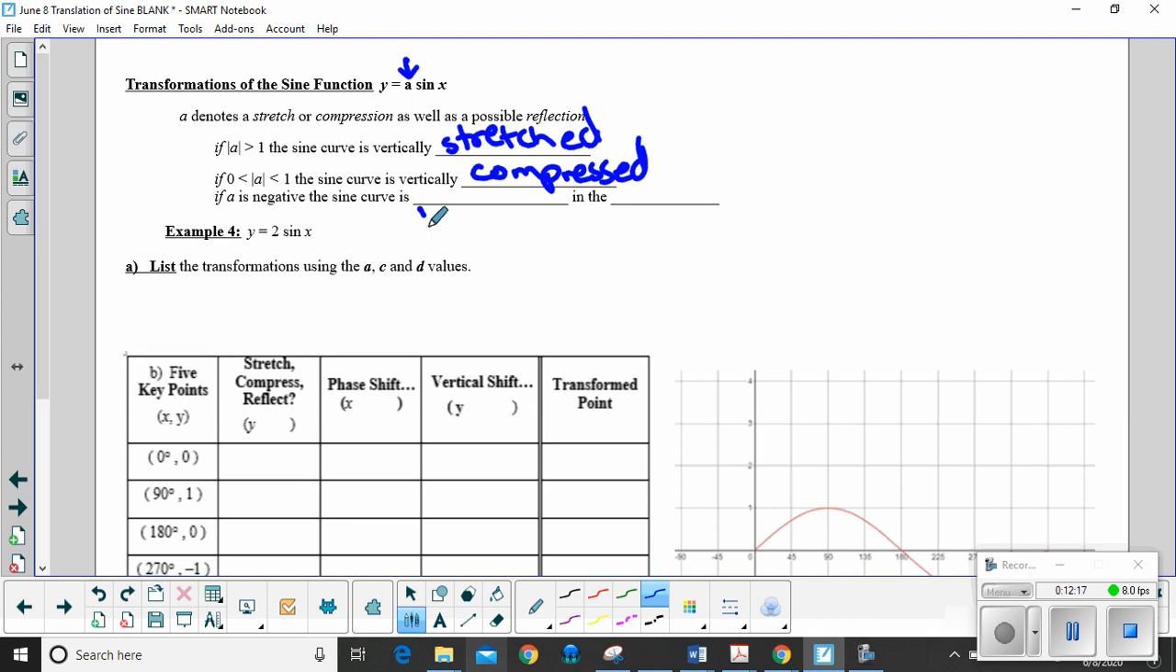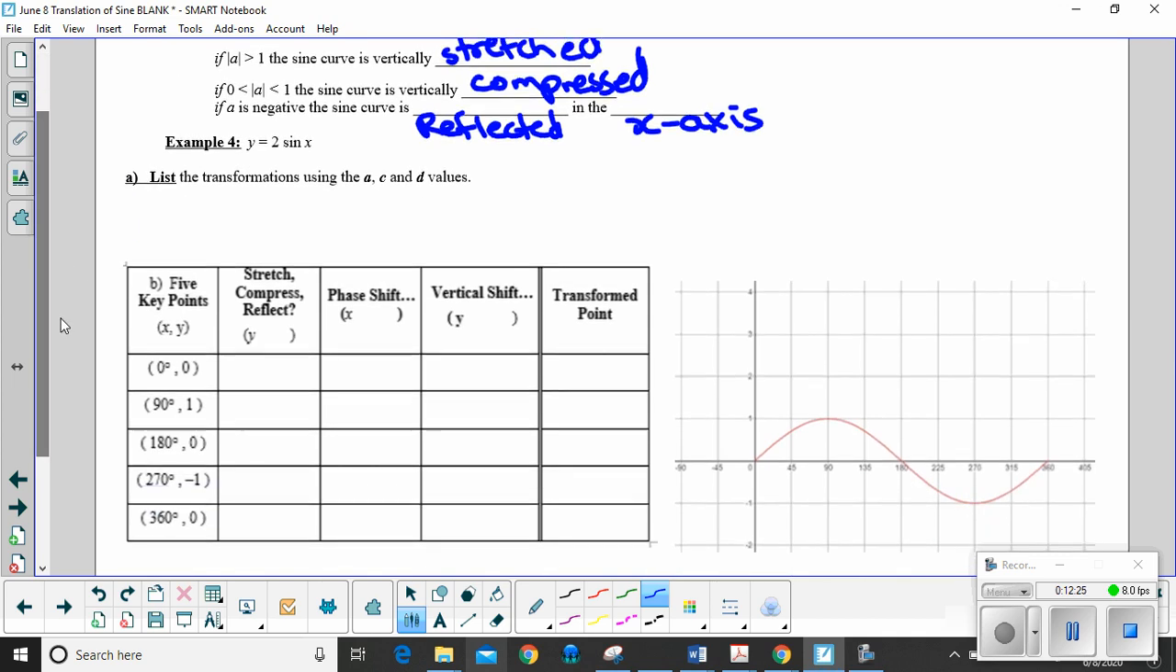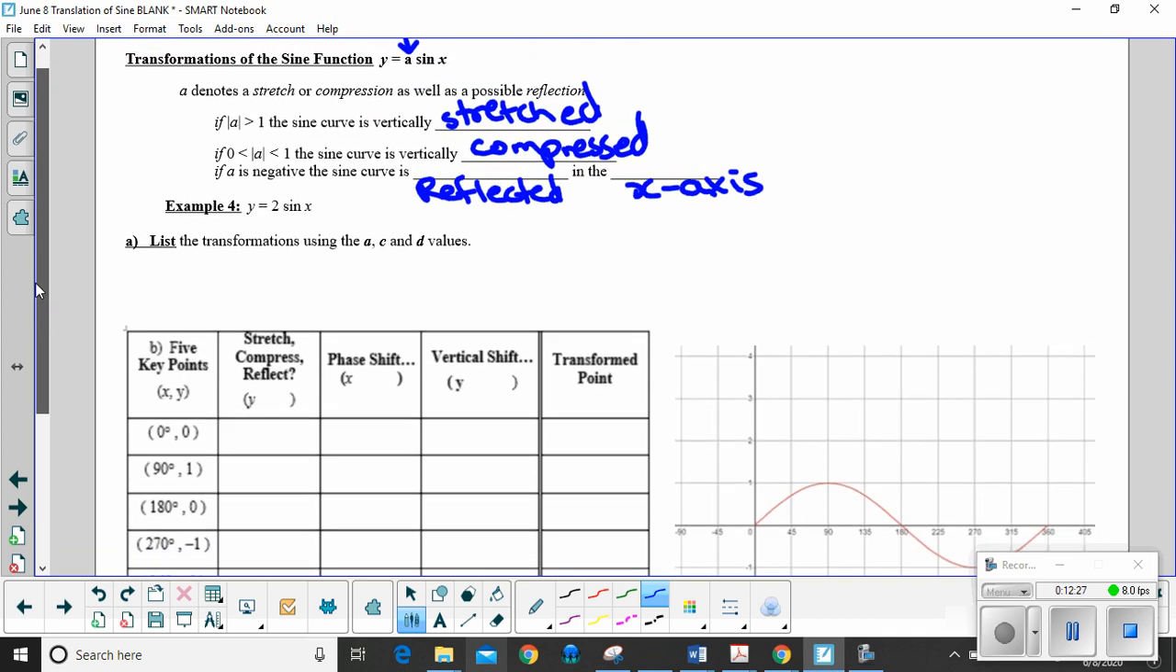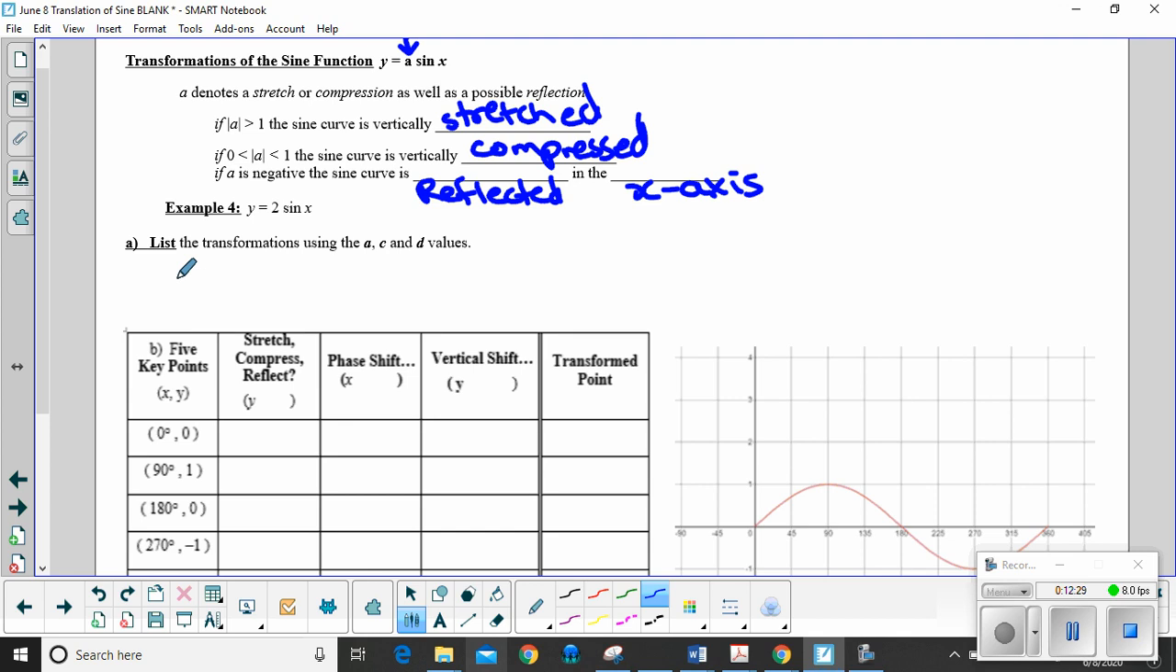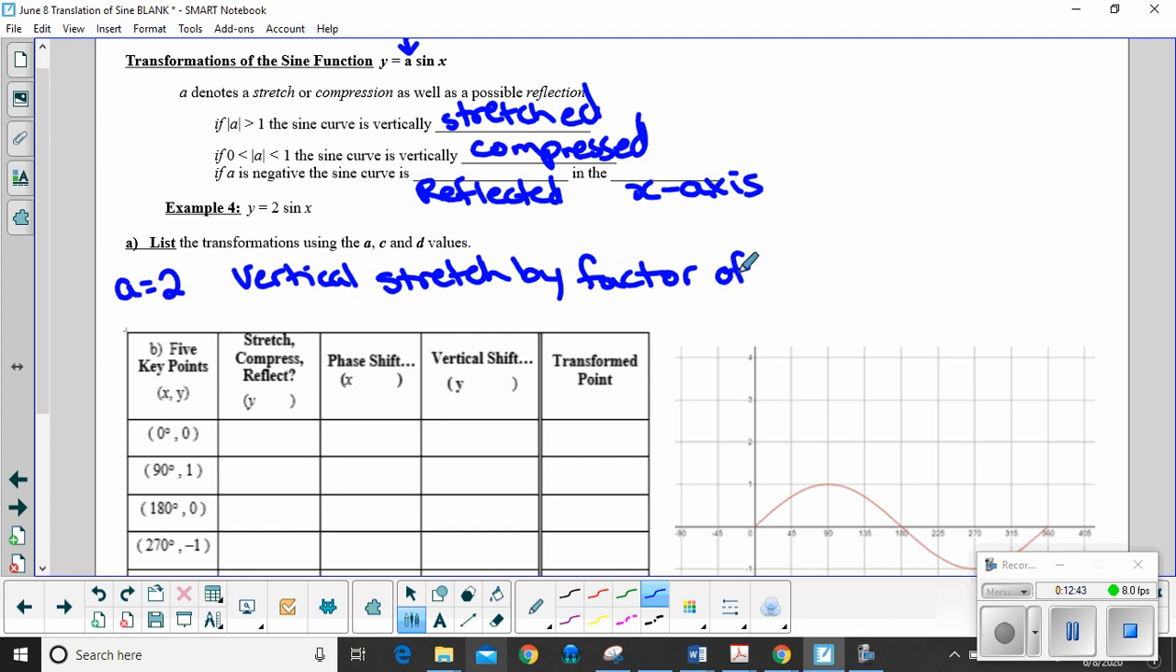And if it's negative, we are reflected in the x-axis, okay? So let's work on that one. So here I have y equals 2 sine x. So my a value is 2, which means I have a vertical stretch by a factor of 2. That just means multiply it.